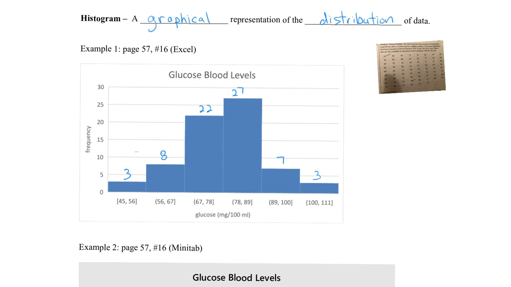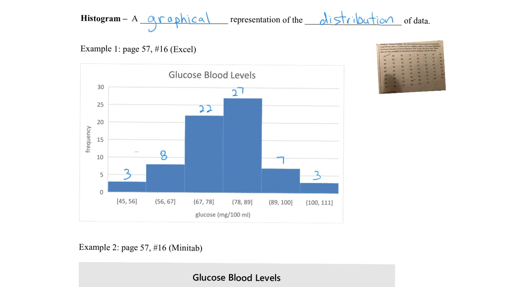We've got a number line here. Again, not an ideal number line. But this 8 you can read right here: there are 8 numbers in this set of numbers that are between 56 and 67. There's 8 of them. So there's 22 numbers in this data set between 67 and 78. And 27 here, 7 here, and 3 here. If you add all these numbers up, we should get 70, because there's a total of 70 numbers in this data set.